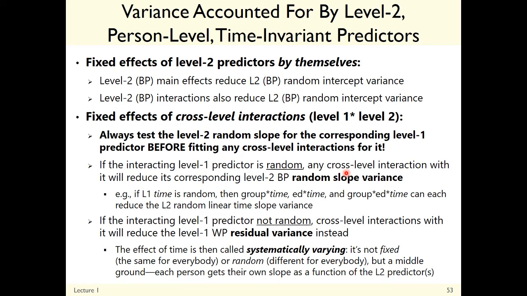Now, that being said, if you do test a level 2 slope and it's not random, it's not significant, it's debatable as to whether or not this is okay, but I am on the side that says that it is, then that cross-level interaction will explain residual variance instead. And we would have a different word for what the level 1 effect would be called, which is in the middle of fixed and random, but it's called systematically varying.